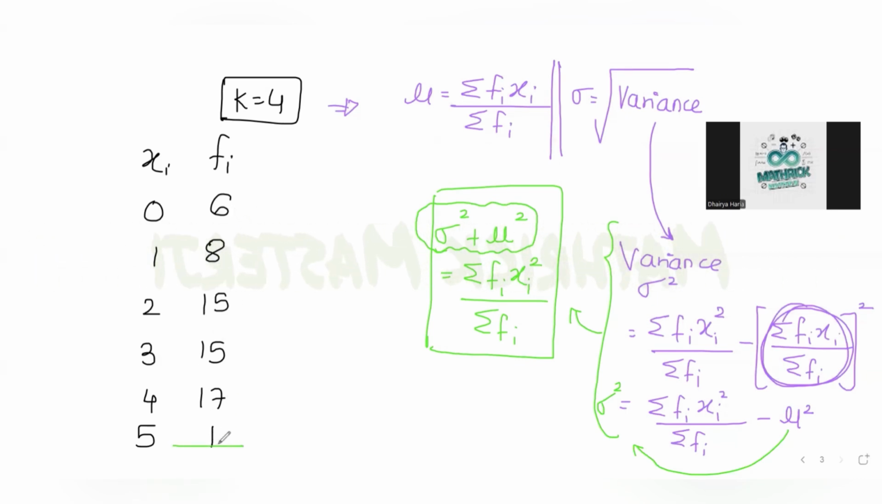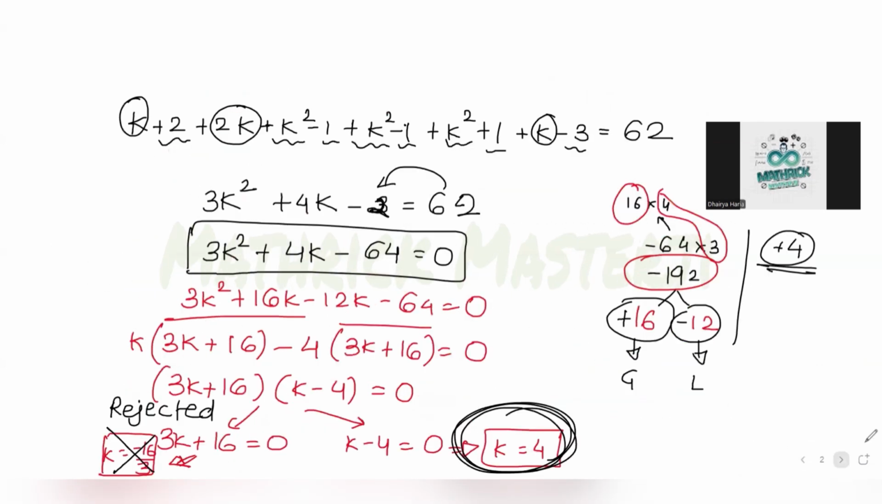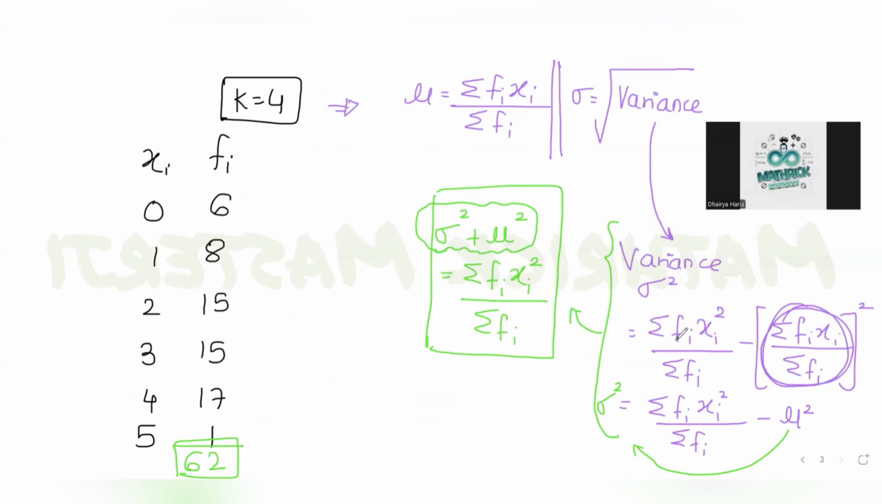6 plus 8, 14. 14 plus 15 is 29. 29 plus 15 is 44. 44 plus 17 is 61, plus 1, 62. Actually, we don't need to even figure out the 62 because that was directly given in the question to us, that summation of fi is already 62. Now, once we have that, I just need to figure out summation of fi xi square. So let's find the square of all the terms of xi first.